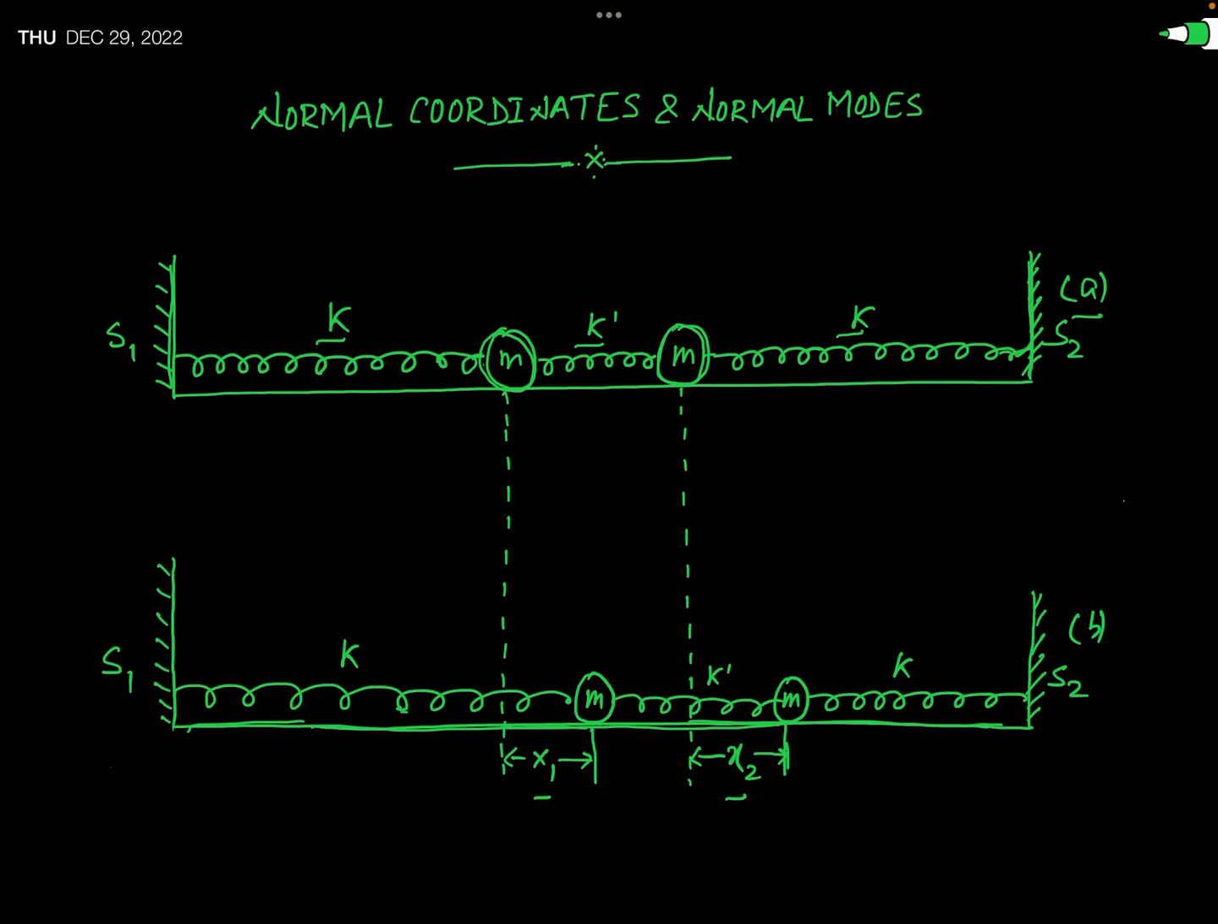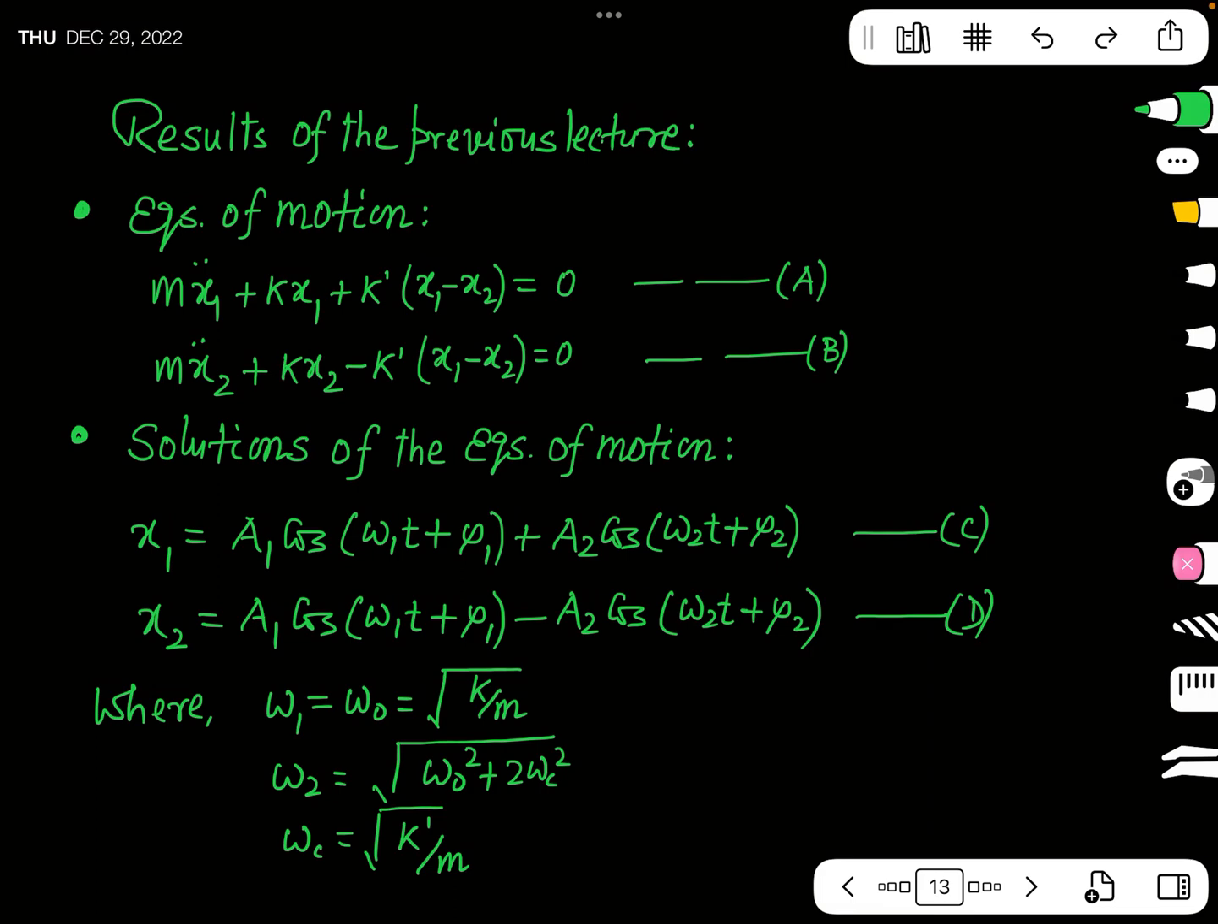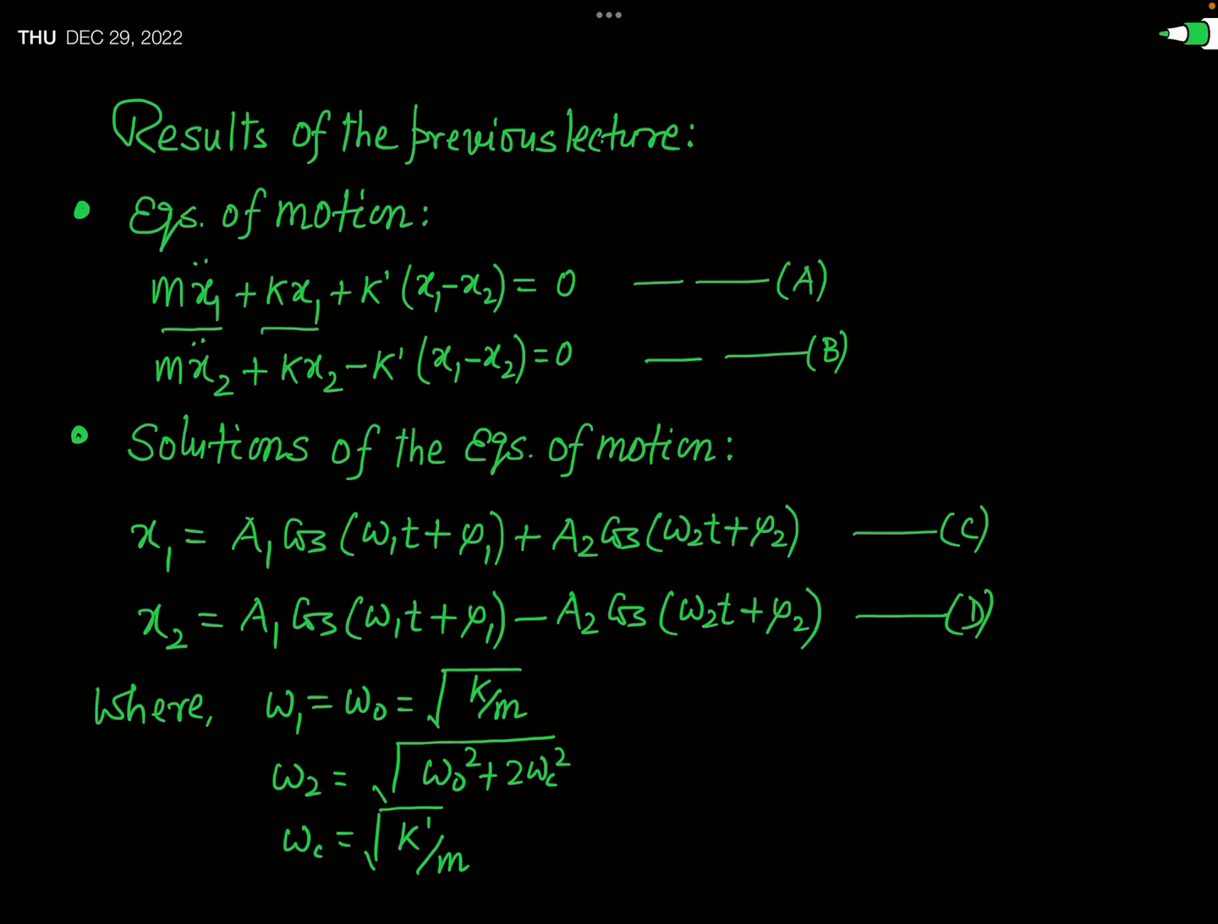Actually, our purpose for writing the equations of motion of this system and getting their solutions was to develop the concept of normal coordinates and normal modes. So I am starting with the results which we have already obtained in the previous lecture. The equations of motion of the two coupled oscillators are given like this. This is m x1 double dot plus k x1 plus k prime (x1 minus x2) equal to 0, and the other equation of motion was m x2 double dot plus k x2 minus k prime (x1 minus x2) equal to 0.